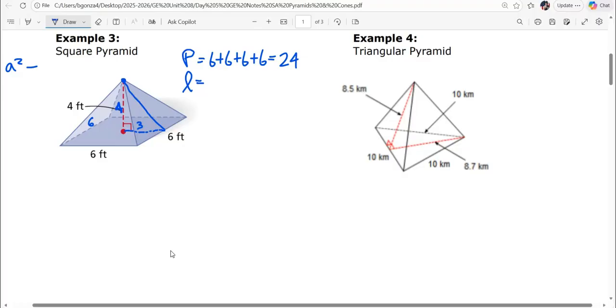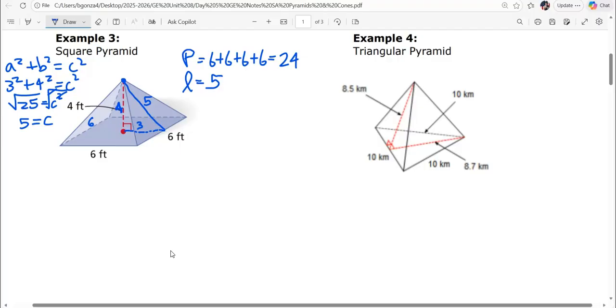So once again, I might have to use the Pythagorean theorem. 3 squared plus 4 squared. When you add that up, you get 25. And then you square root, and you get 5. So this is one of those Pythagorean triples, 3, 4, 5. But you could also just use the Pythagorean theorem to figure out that this is 5. So my slant height is 5, and it is not 4.